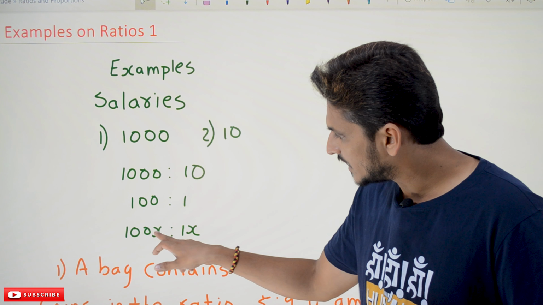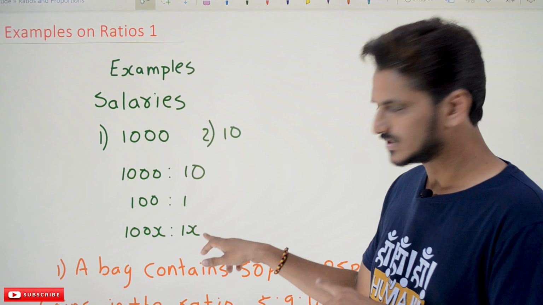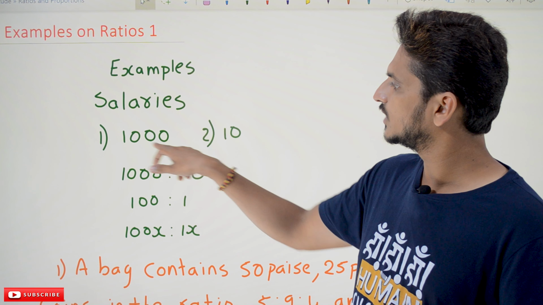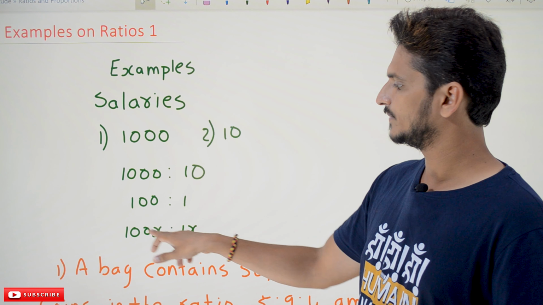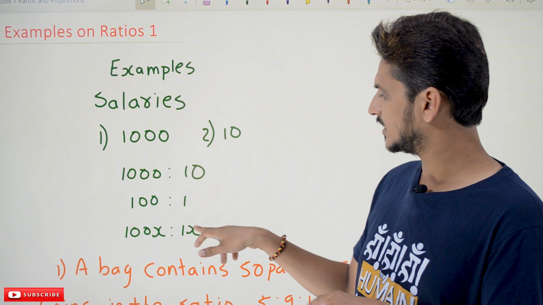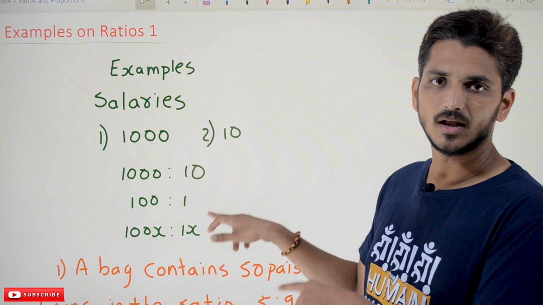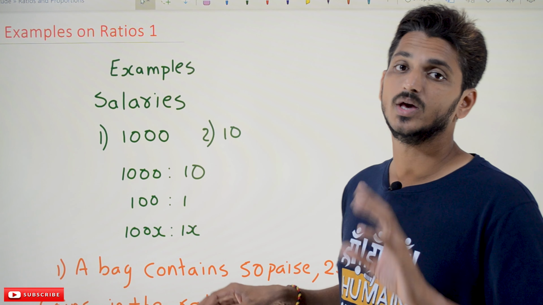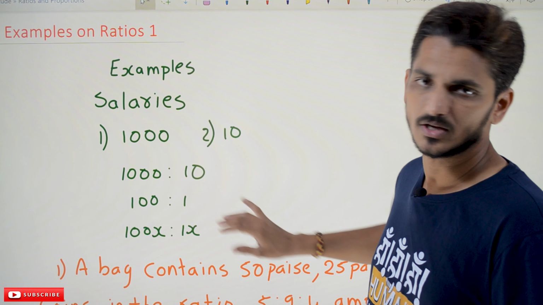So multiply 100 with some x number, 1 with some x number. In place of x, if you place 10, you are going to get the actual salary. 100 multiplied by 10, 1000. 1 multiplied by 10, 10. If you understand this concept, solving examples is very easy. This is what the concept of ratios.